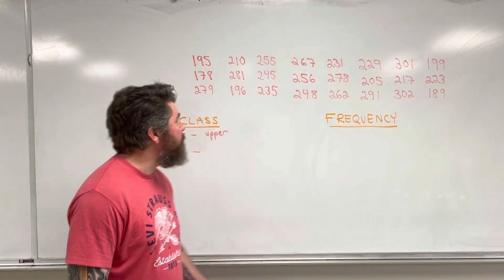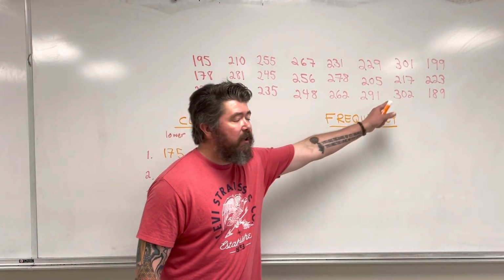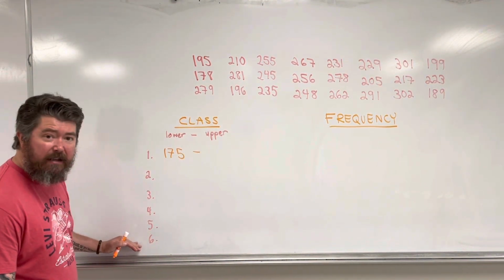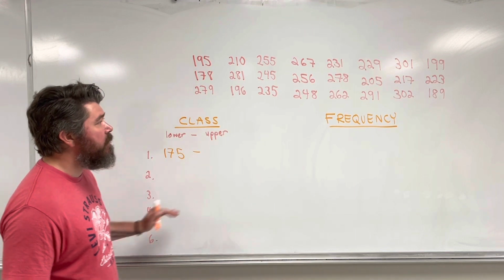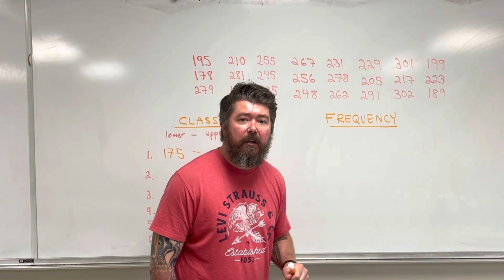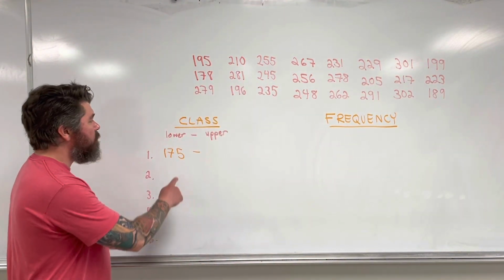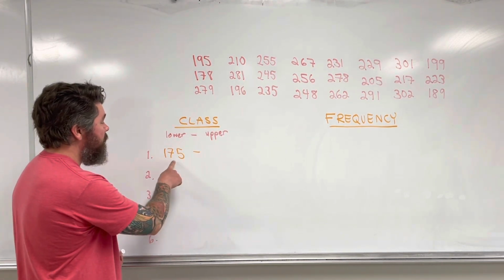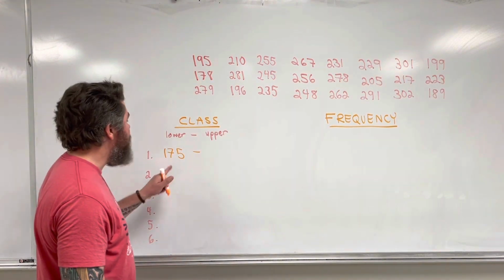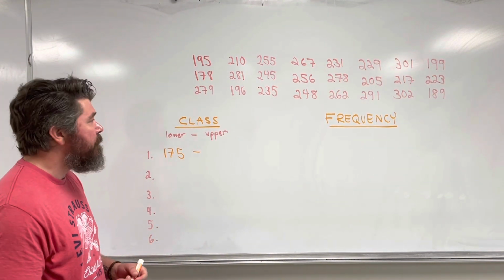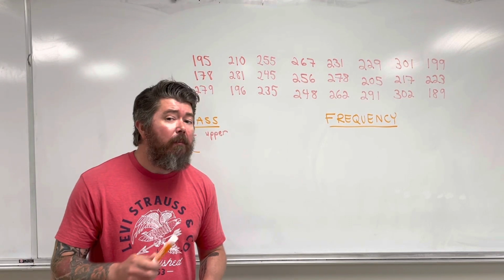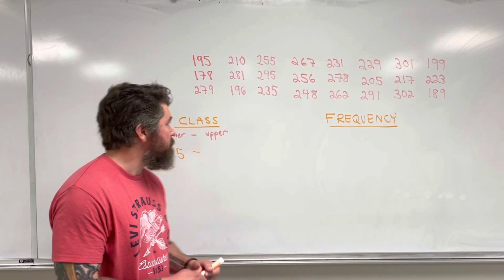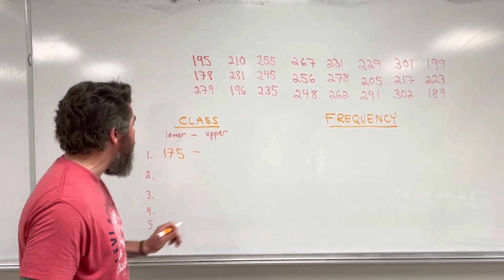Okay, let's solve this problem. So here is our given data, and we need to create our 6 classes. That's what the problem told us. And our frequency for each class. Now I'm going to write my classes as my lower limit all the way to my upper limit. And they tell us to start at the value 175. Now from the problem, we know that the class width is 25 pounds, because these data represent pounds.